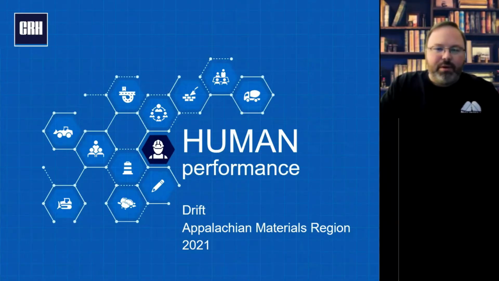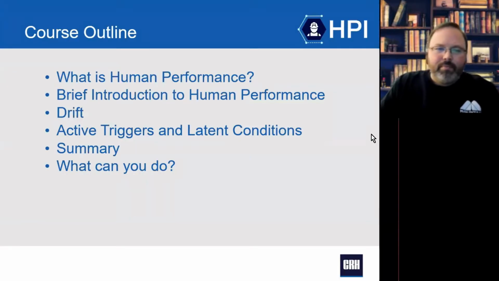Okay, so we're going to talk about drift and we're going to talk about human performance. We'll go into a brief introduction. We're going to talk about drift, active triggers, and latent conditions. We'll summarize it up, and then I'll tell you what you guys can do to make things better going forward.